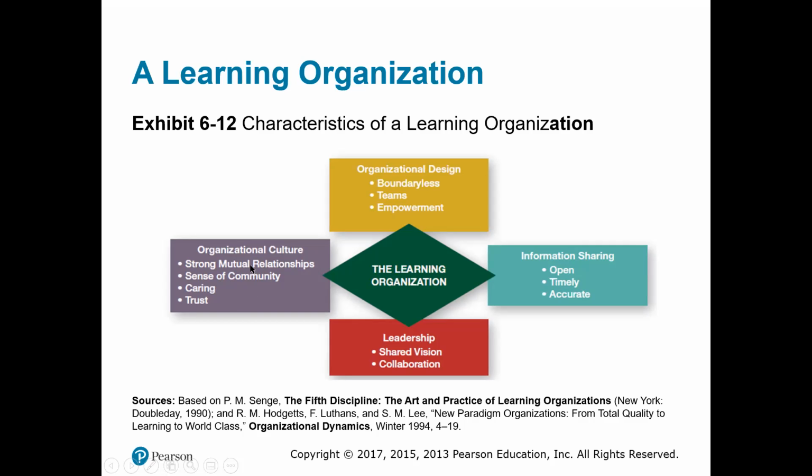If you look at the culture, there's strong mutual relationships. There's a sense of community. We all belong to one particular New York Tech or the School of Management. We care and we trust people, and that's why we are a learning organization. Leadership, shared vision. It's not one person having a vision. We are all part of that vision. We have collective aspirations which have been set free, and that's why we are a learning organization. If one person thinks great things, he's going to do nothing. If all of us have that same vision, we are going to do wonders. We're going to achieve synergies. We can make anything possible.